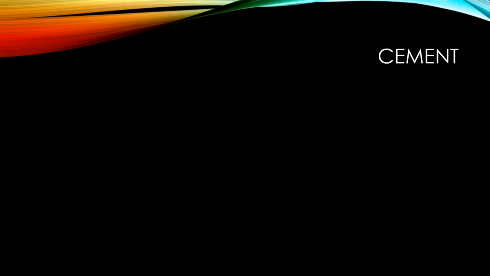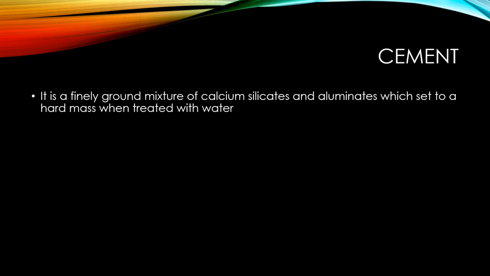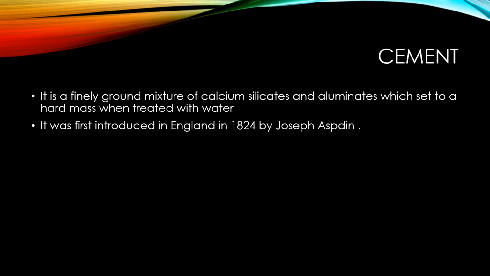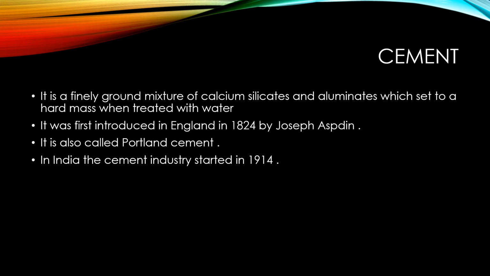Cement. It is a finely ground mixture of calcium silicates and aluminates which set to a hard mass when treated with water. It was first introduced in England in 1824 by Joseph Aspdin. It's also called Portland cement. In India, the cement industry started in 1940.